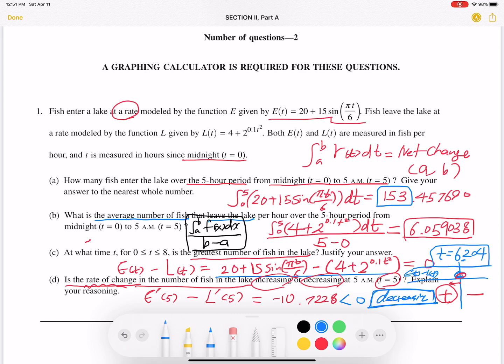Anyway, I'm done today. I quickly explained what's going on with 2020 AP Calculus this year, and I just quickly solved one free response question. I'll keep solving free response questions from the next video again.